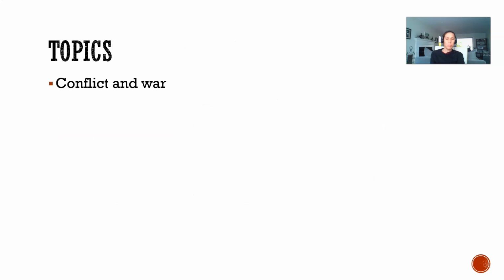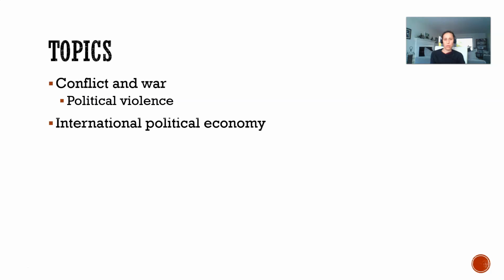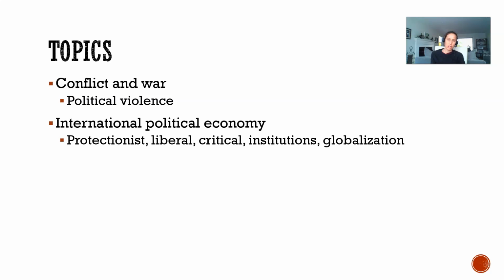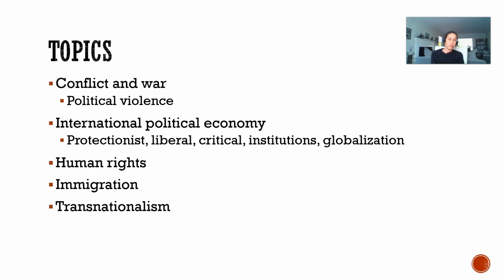Now, what are some topics that we talk about in international politics? We're certainly talking about conflict and war and peace, and nowadays, when we have much less war between nation states, much less interstate war, we're talking about political violence more generally. Intrastate wars, civil wars, terror attacks, insurgency groups, all of those things are studied and learned in international politics.